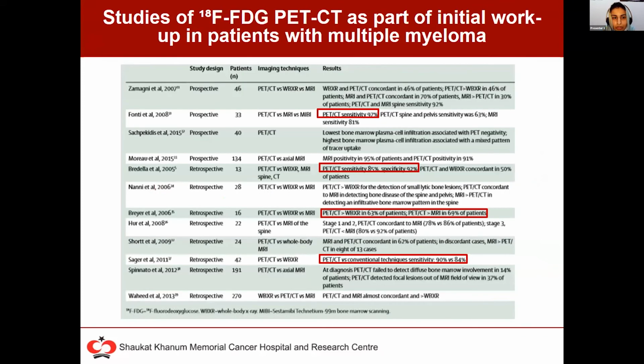So this is a slide showing studies of F18 FDG PET-CT as part of initial workup. As you see, Fonti et al. in 2008 show PET-CT sensitivity of 97%, but over the course of the years, Sager et al. in 2011 show PET-CT sensitivity to be 90% versus all the conventional modalities, especially chest X-ray and MRI, at 84%.